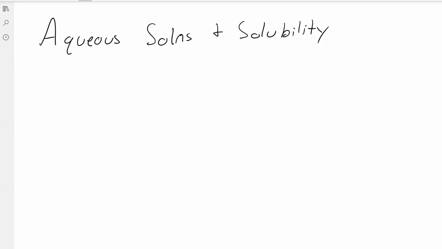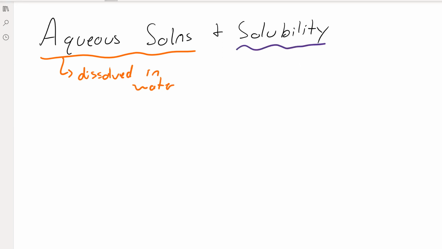Right, so moving on from balancing chemical equations, let's take a look at aqueous solutions and solubility. So first off, what does aqueous solution mean? Again, that just means that it's dissolved in water. And then solubility is the measure of how much of it will dissolve in water, right? We can't put an unlimited amount of compound into water. Eventually, it's not going to dissolve.